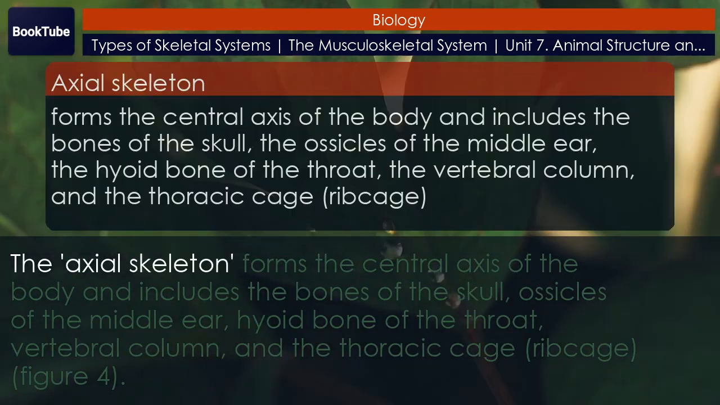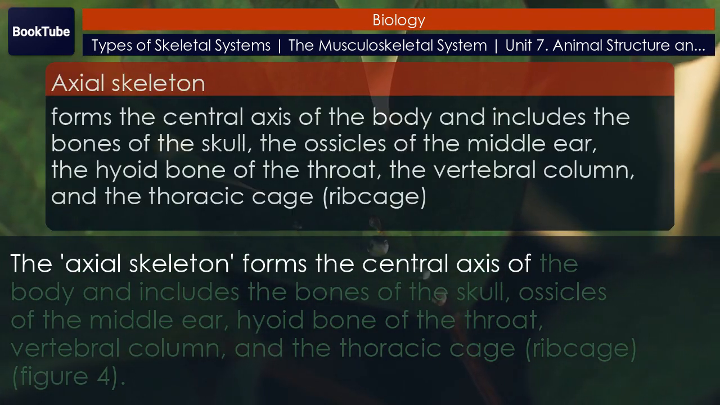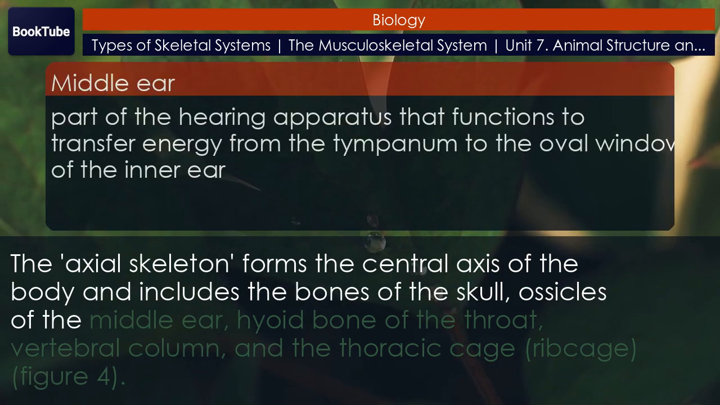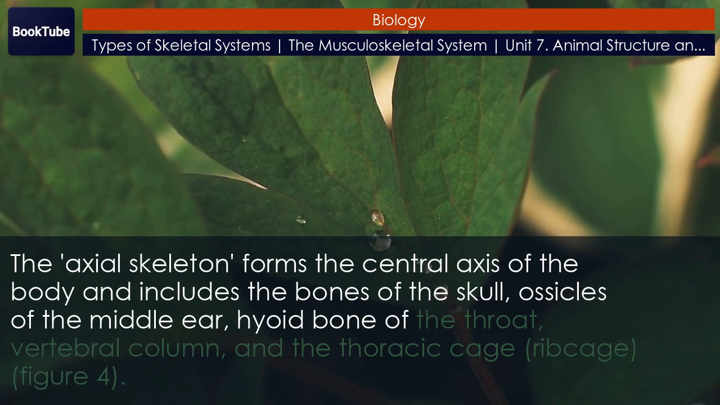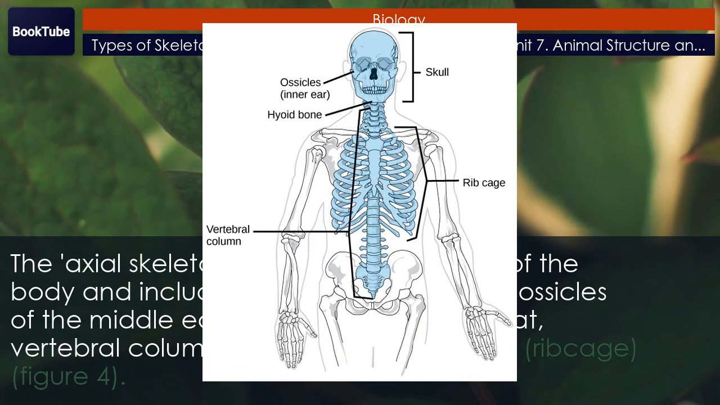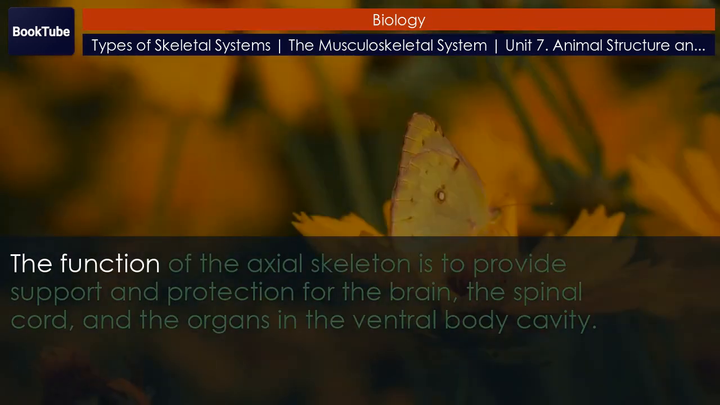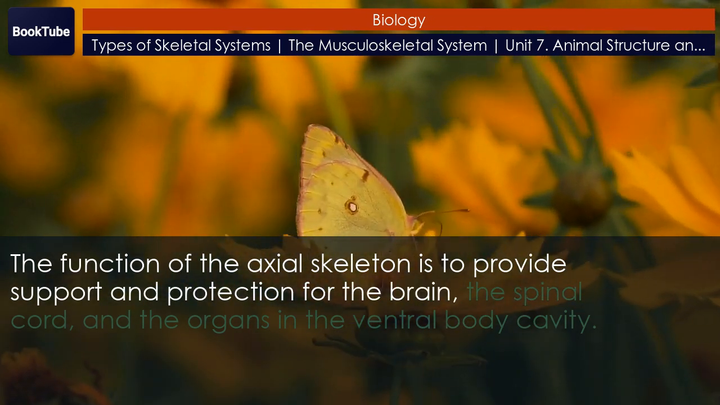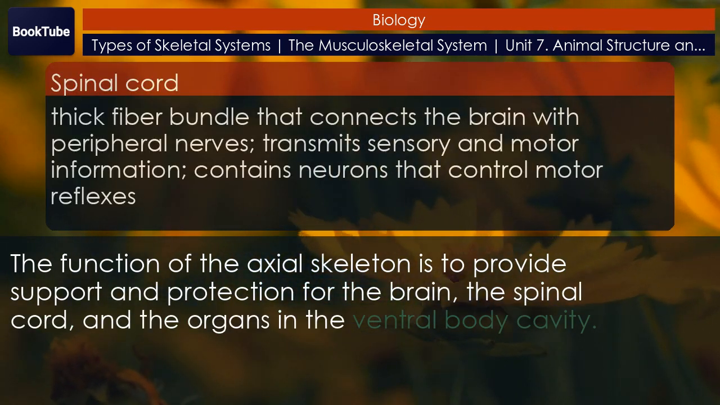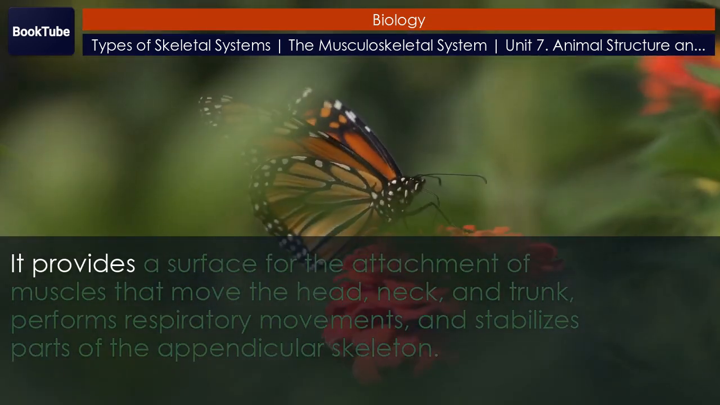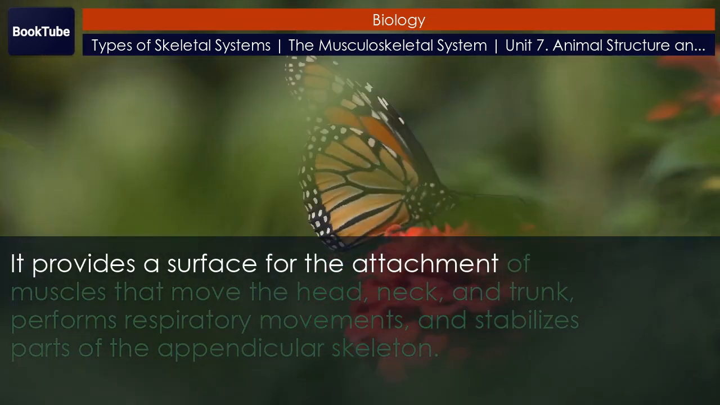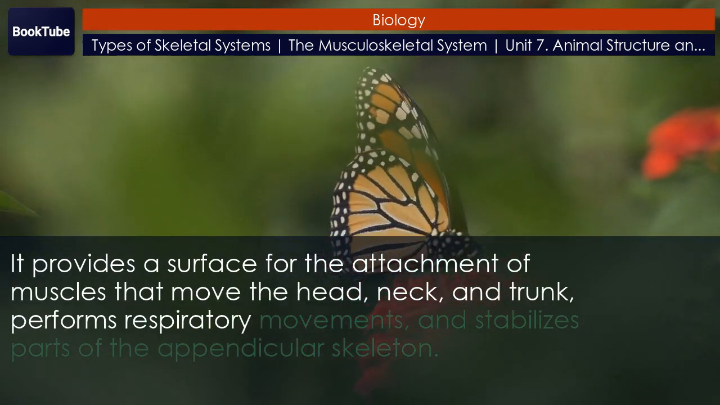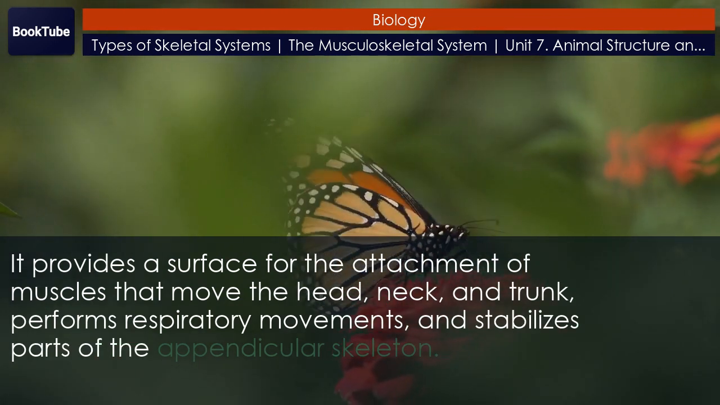The axial skeleton forms the central axis of the body and includes the bones of the skull, ossicles of the middle ear, hyoid bone of the throat, vertebral column, and the thoracic cage, the rib cage. Figure 4. The function of the axial skeleton is to provide support and protection for the brain, the spinal cord, and the organs in the ventral body cavity. It provides a surface for the attachment of muscles that move the head, neck, and trunk, performs respiratory movements, and stabilizes parts of the appendicular skeleton.